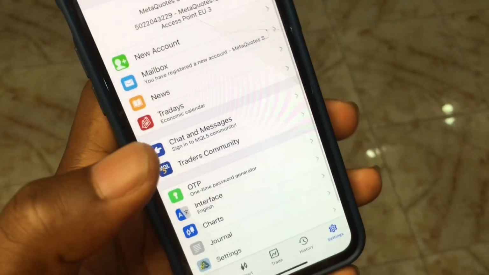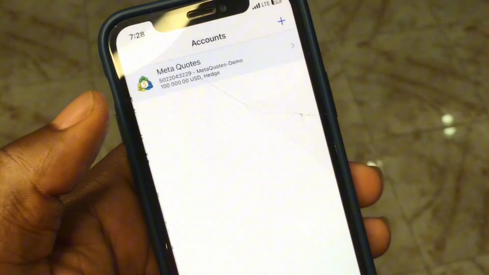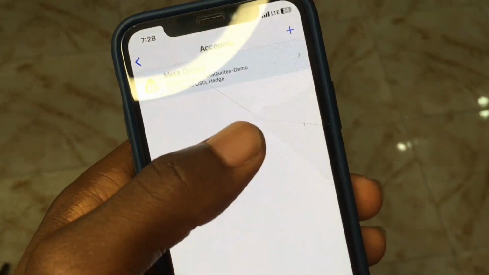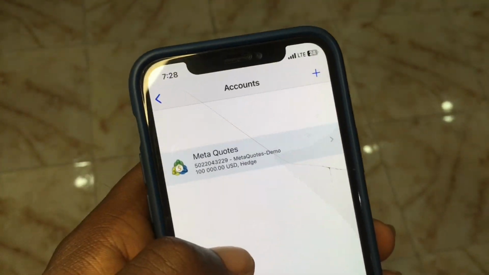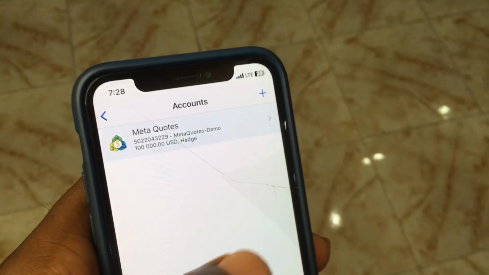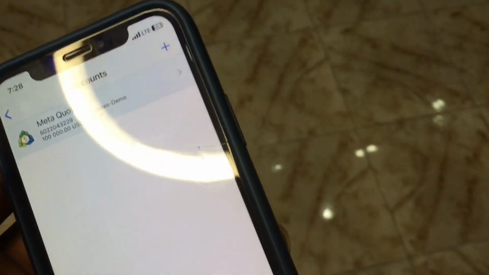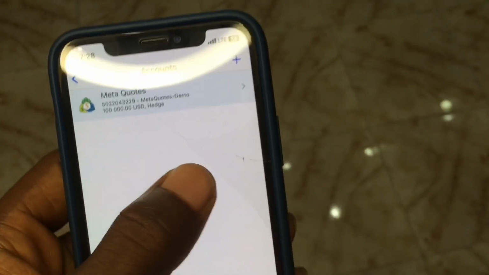This right here is the settings. This is where you can go ahead and log into your trading account. You can't just trade with MetaTrader like that. You need a broker account in order to trade with MT5, but I'm going to show you guys how you can do that.